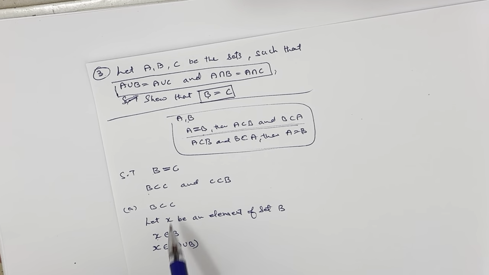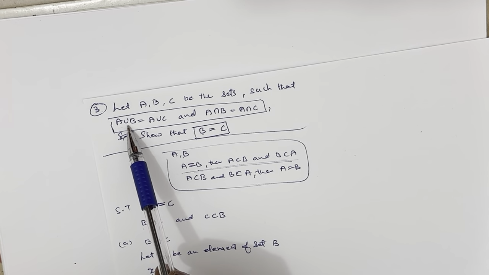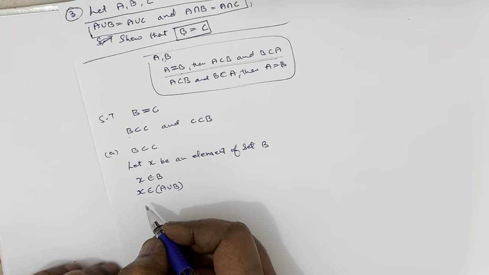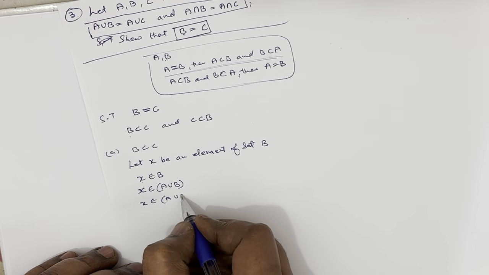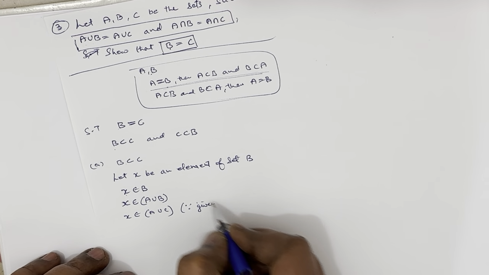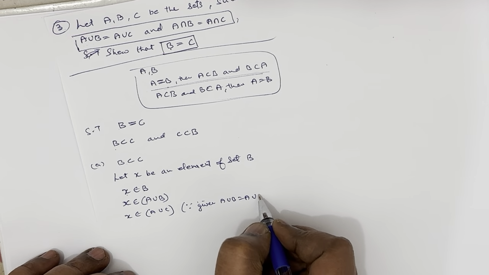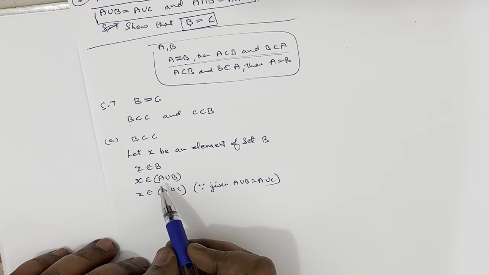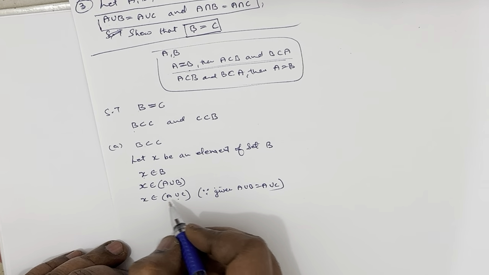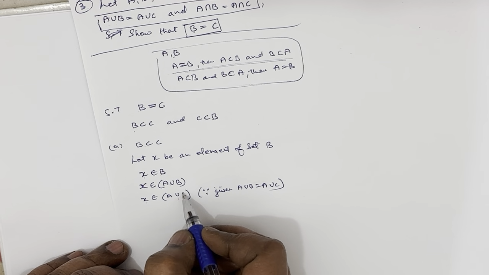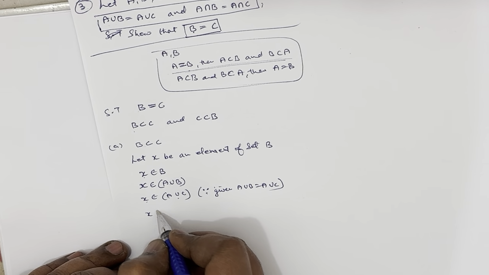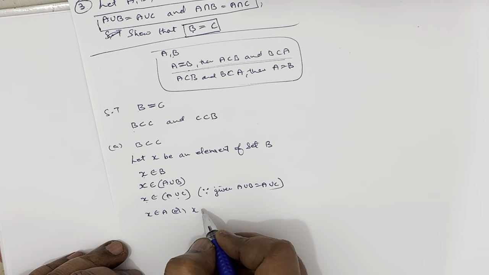Now see here they have given that A union B is equal to A union C. So instead of A union B, you can write A union C. So we can write X belongs to A union C, since it is given that A union B equals A union C and both are equal. Now if X belongs to A union C, then this element may belong to A or this element may belong to C. So you can write X belongs to A or X belongs to C.